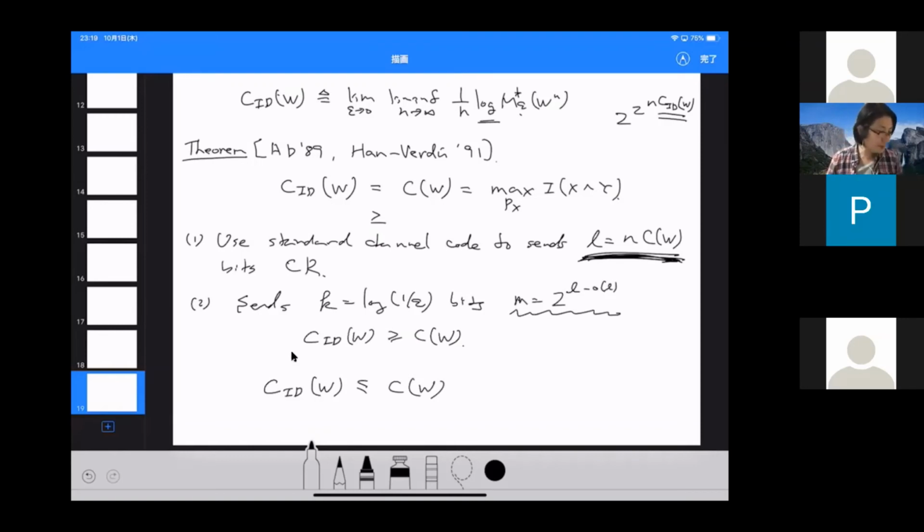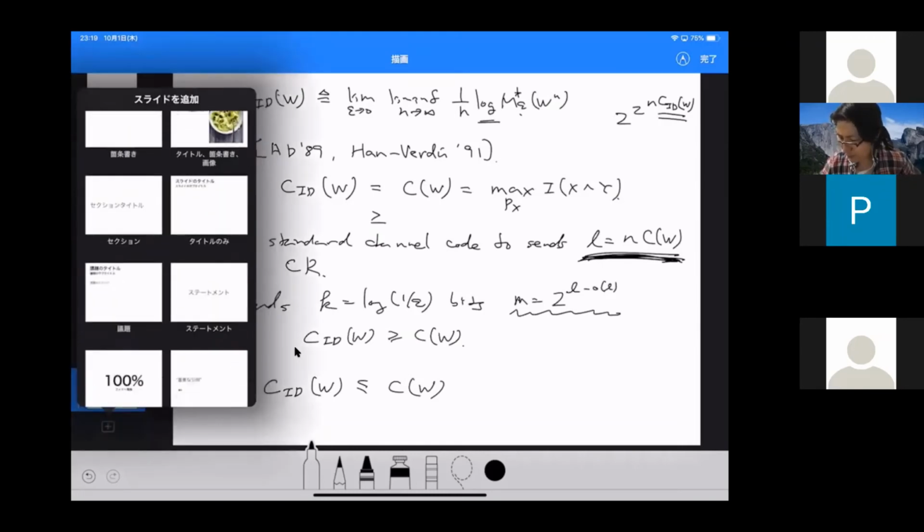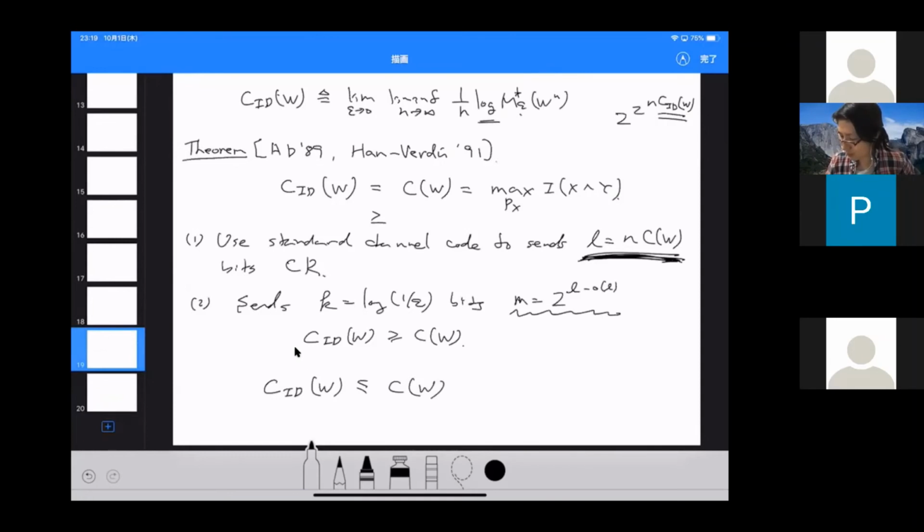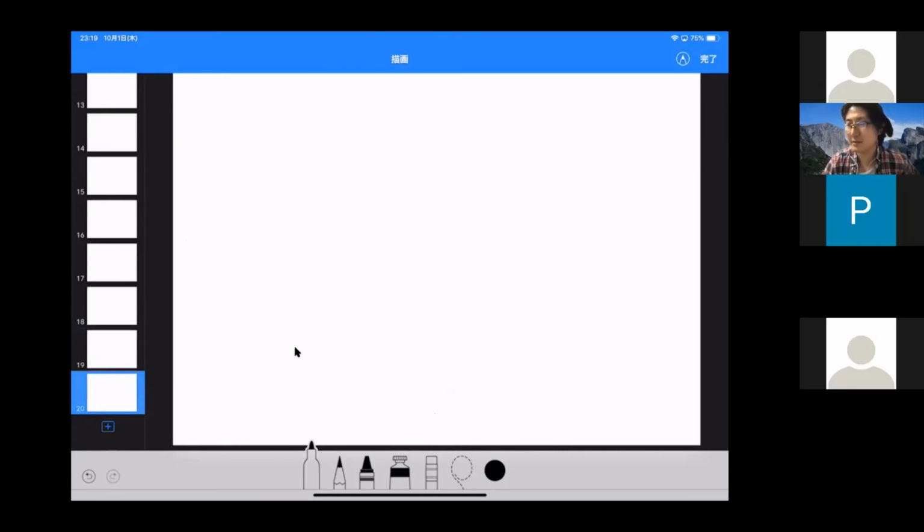Okay. Any questions so far? Okay. So next I'd like to explain some proof idea of this converse part. It is very difficult to prove converse impossibility for an arbitrary identification code. So the first step of proving the converse is to restrict ourselves to some special class of identification codes, which is sometimes called canonical ID code.